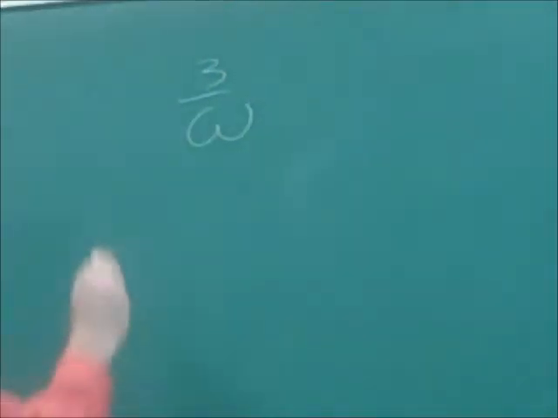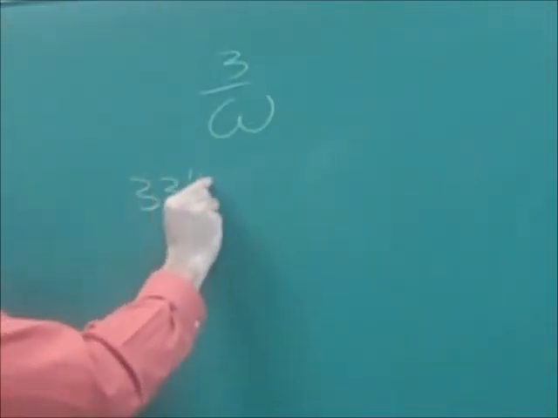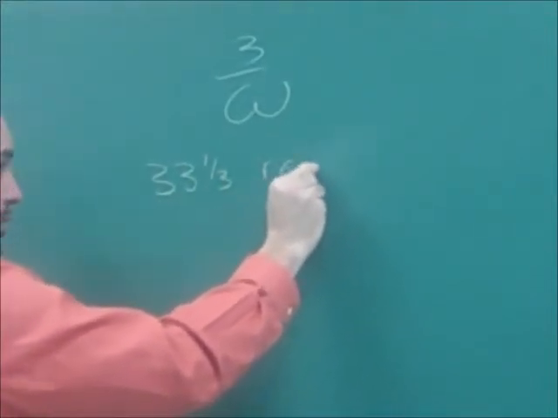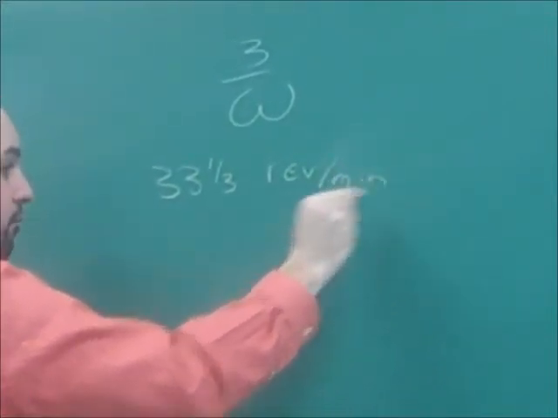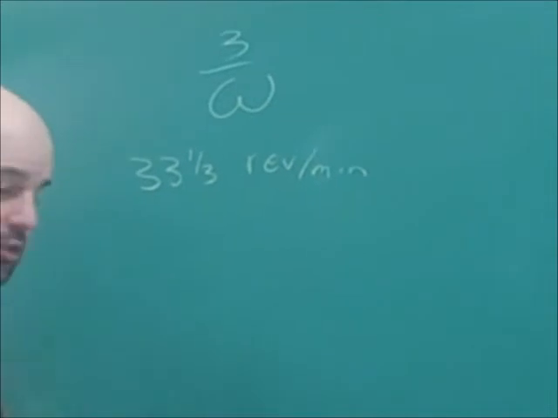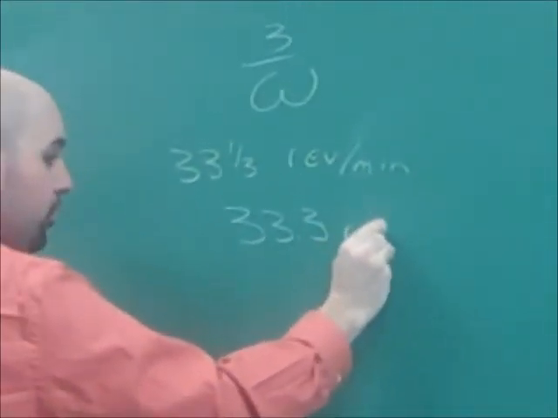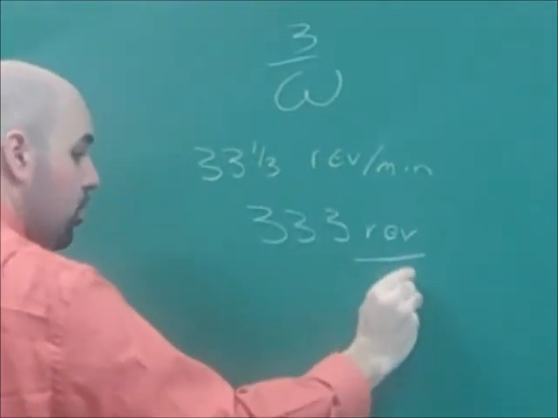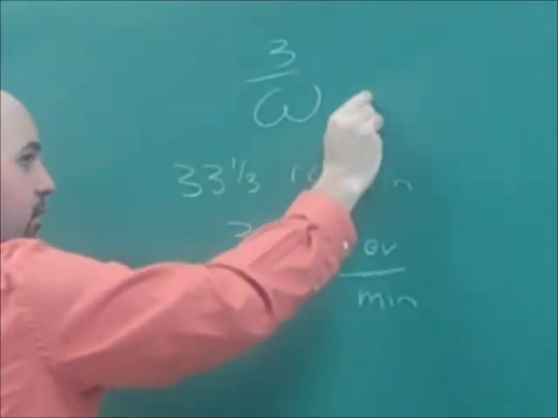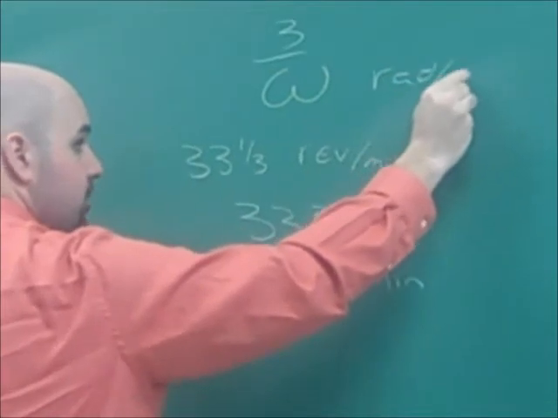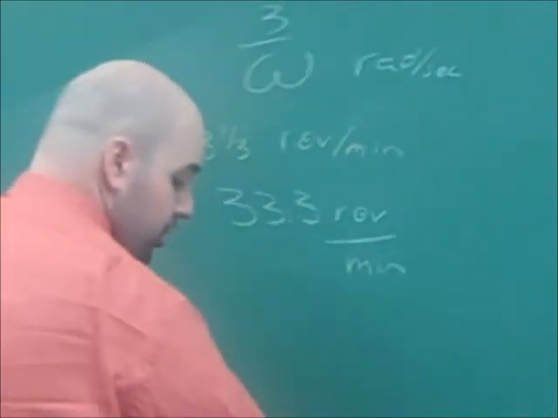A record that goes at 33 1/3 revolutions per minute. This is straight up dimensional analysis. We're going to convert this 33 1/3 revolutions per minute to the angular speed, which is radians per second. Let's start with the phrase revolutions.